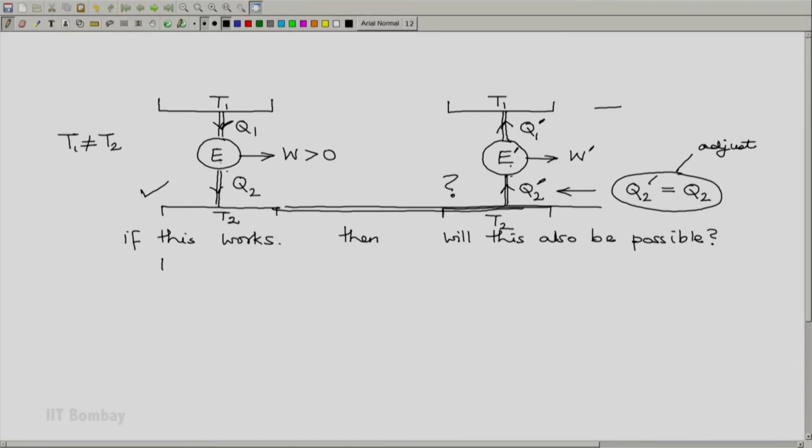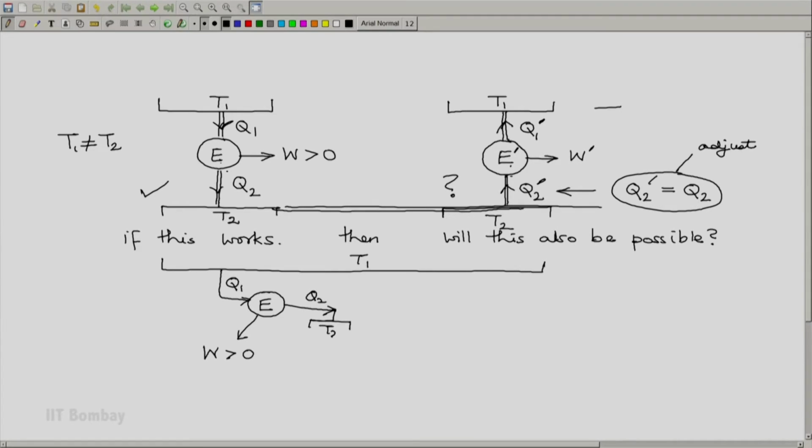Let me re-sketch it like this. So, I will draw a big reservoir T1. What it is doing is providing heat Q1 to our engine E. Engine E produces W greater than 0. Engine E provides Q2 to this reservoir at T2, but T2 says I do not really have to keep it with me, because Q2 prime equal to Q2 is now being made available to the engine E prime. So, the reservoir T2 just says that the temperature here is T2, otherwise the reservoir T2 neither gains nor loses any amount of energy in the form of heat. It essentially goes out of the picture.